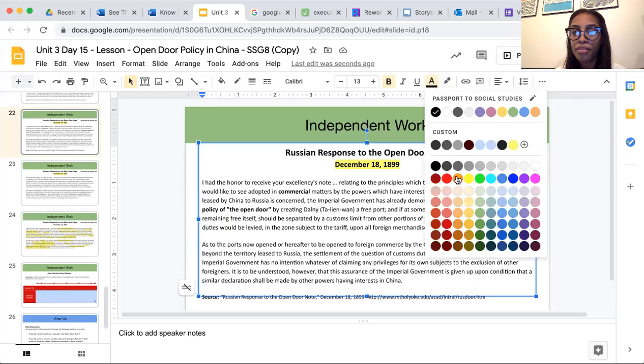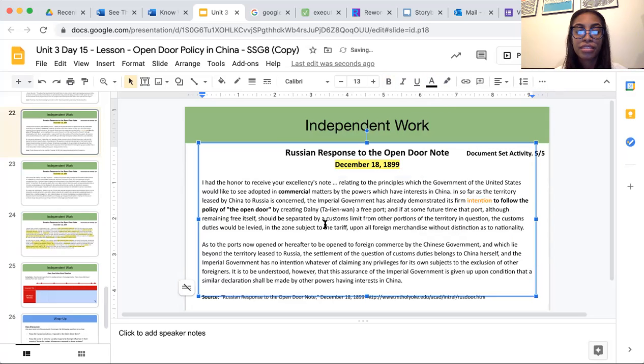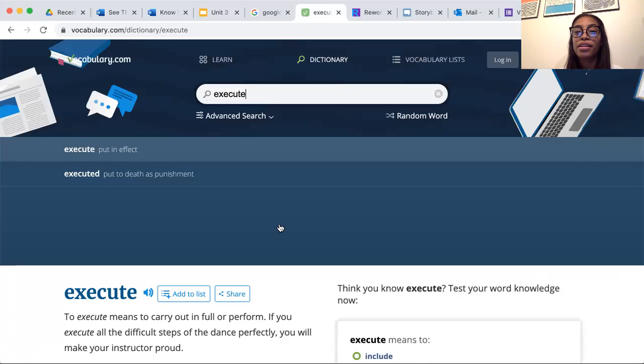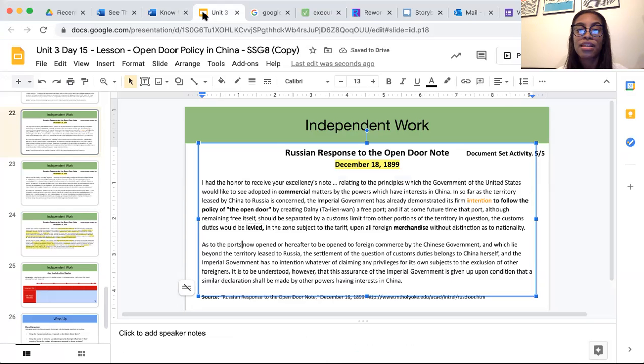It may be orange, right? Customs limit, customs duties would be levied. You can bold that. That's a term students might not understand, right? Merchandise, items. And they can use vocabulary.com to access these terms to help them understand. But so far, we know the Russian response to the open door. They want to follow it. They're okay with it. And now look at what it says here.